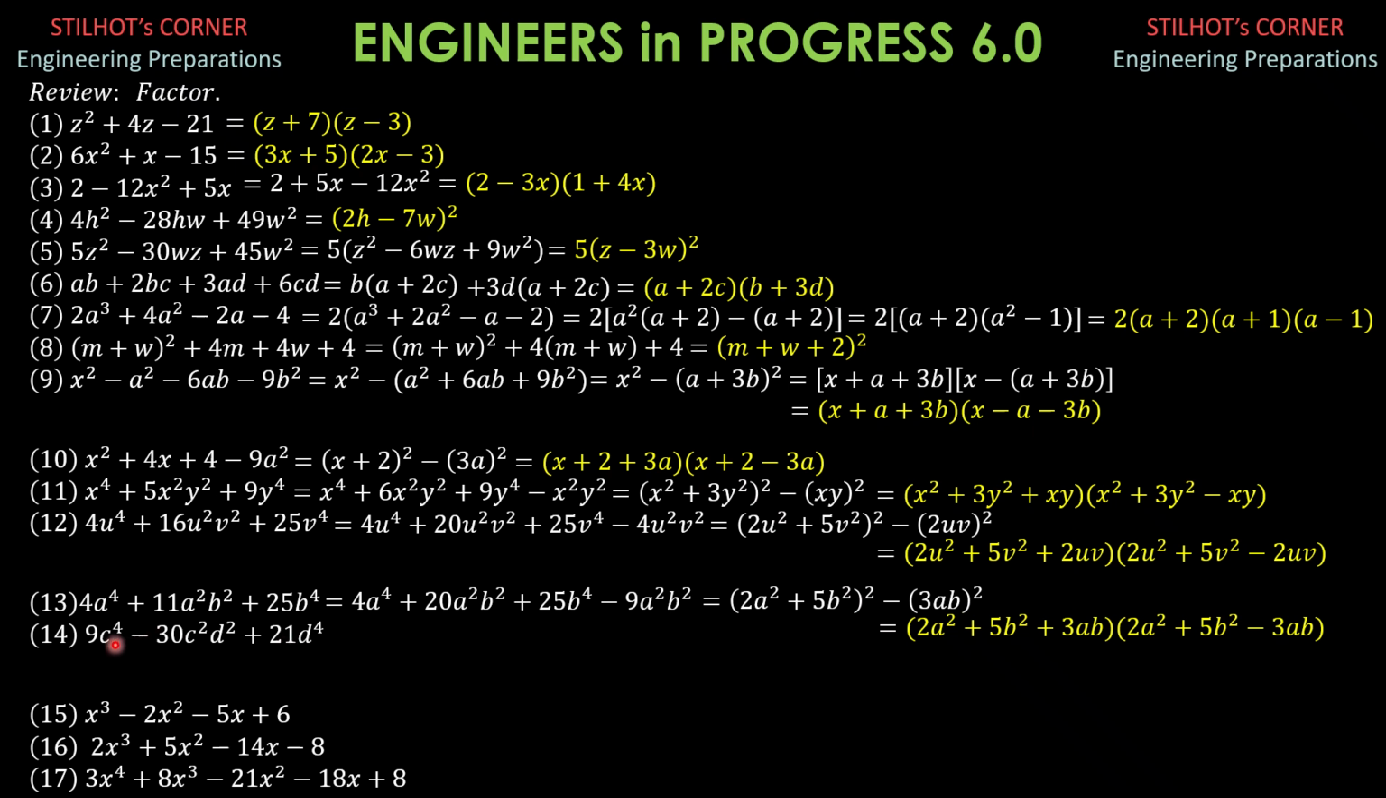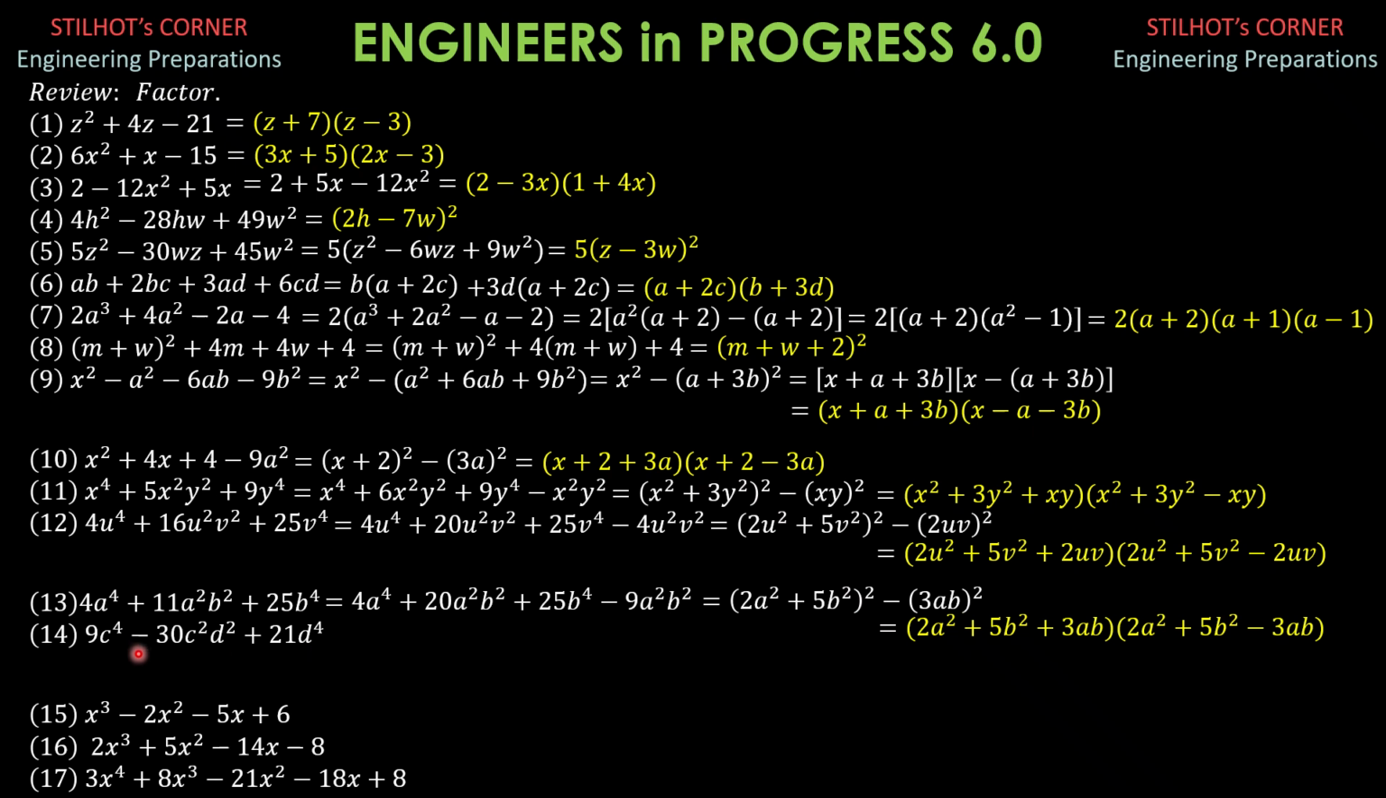Here, not a perfect square because this is 21. But if this happens to be 25, then that would become terms of a perfect square trinomial. So it lacks 4d to the fourth, and 4d to the fourth is a perfect square.